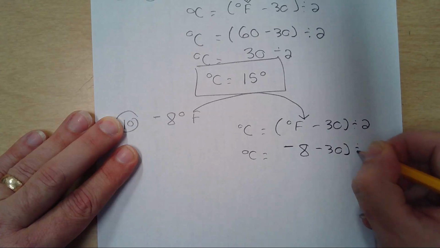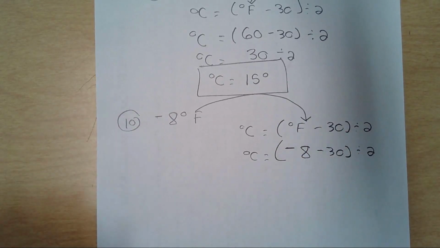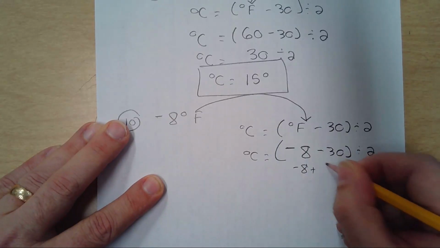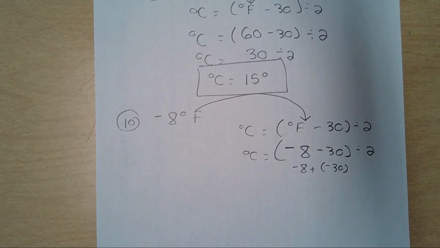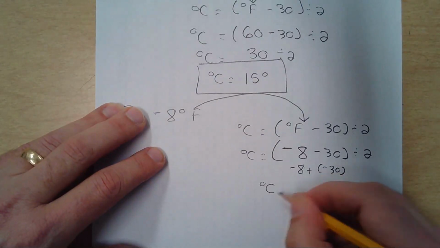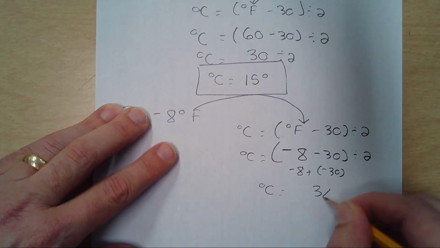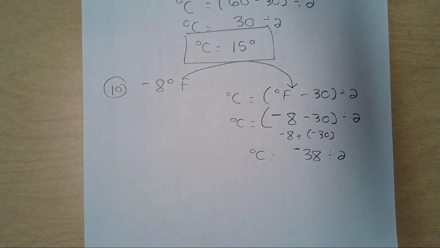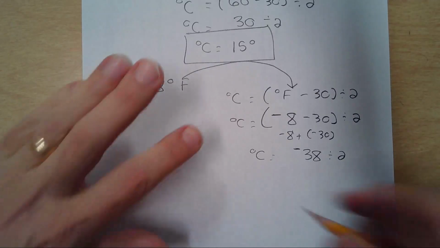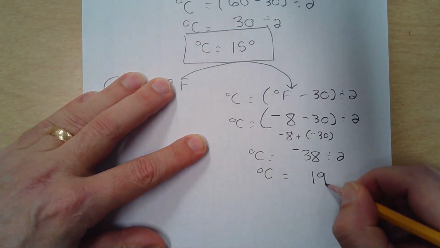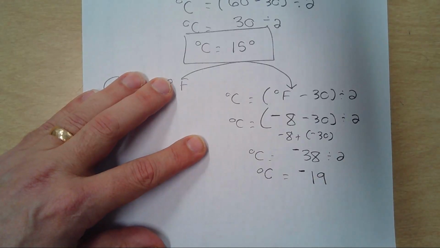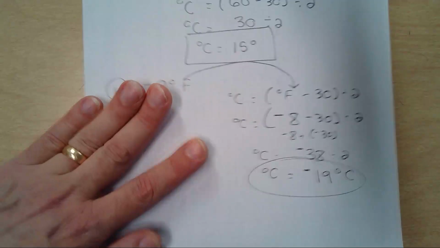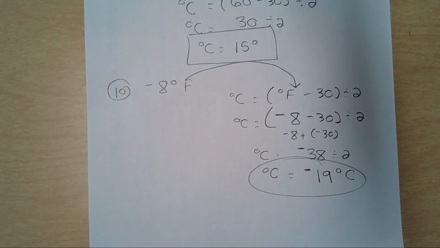Subtract 30, divide by 2. If I rewrite as an addition problem, plus a -30, I see that the signs are the same. So I should be adding the values together. 30 plus 8 is 38. Carry the sign. And then divide by 2. And then solve it. 38 divided by 2 is 19. Odd number of negatives, negative outcome. -8 Fahrenheit is the same as -19 Celsius.